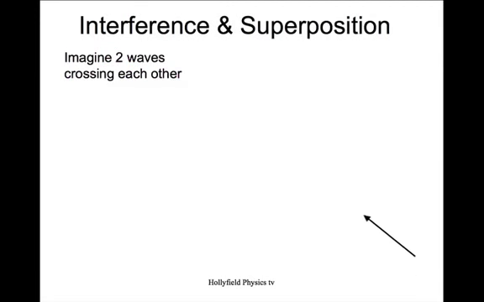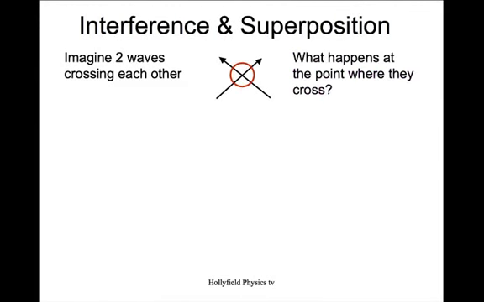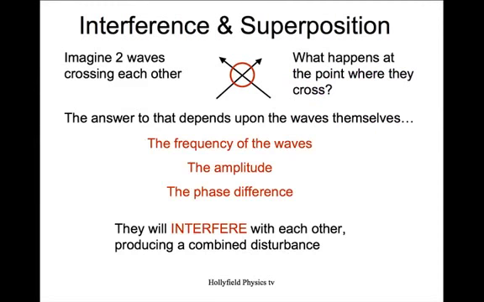Now let's look at two waves that pass through each other. What we're going to try and figure out is exactly what happens at the point where the two waves are passing through. Well, the answer to that is determined purely by the waves themselves. Firstly, the frequency of the waves, secondly, the amplitude of the waves, and then thirdly, the phase difference of the waves at the point where they're meeting. But whatever happens, they will certainly interfere with each other. In other words, they will produce a combined disturbance.